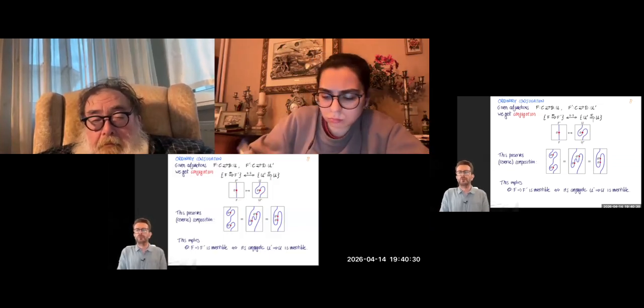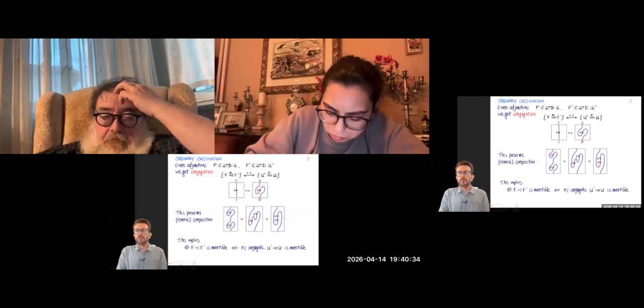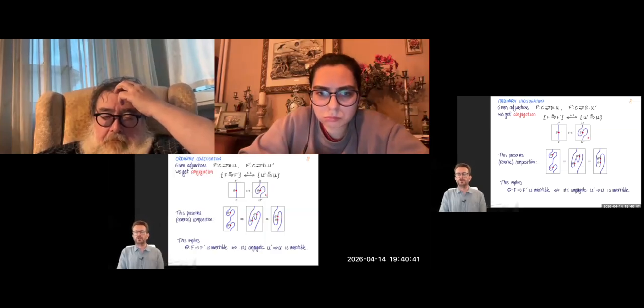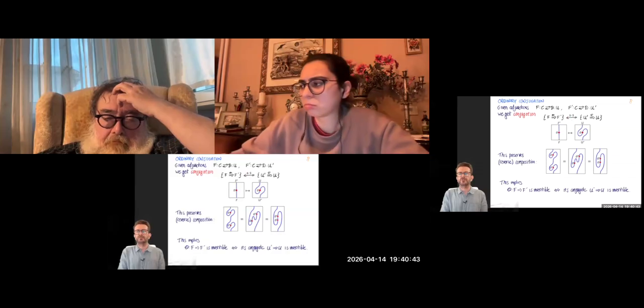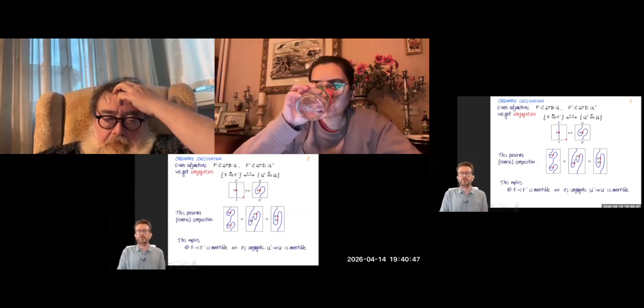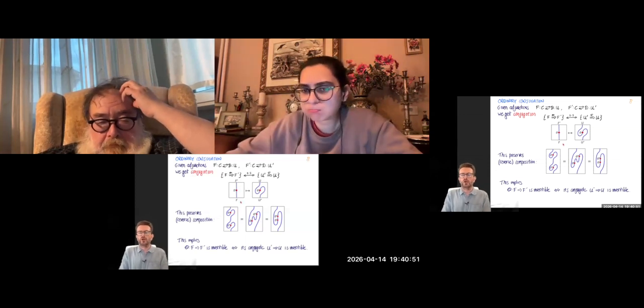If I'm going the other way, I would just stick the unit on that side and the co-unit on that side, jiggle them about in a way I'm going to show, and then use the triangle identity. That gets you back to theta. So you get this one-to-one correspondence, which is nicely expressed in terms of these string diagrams. So this preserves composition, well, up to change of order.